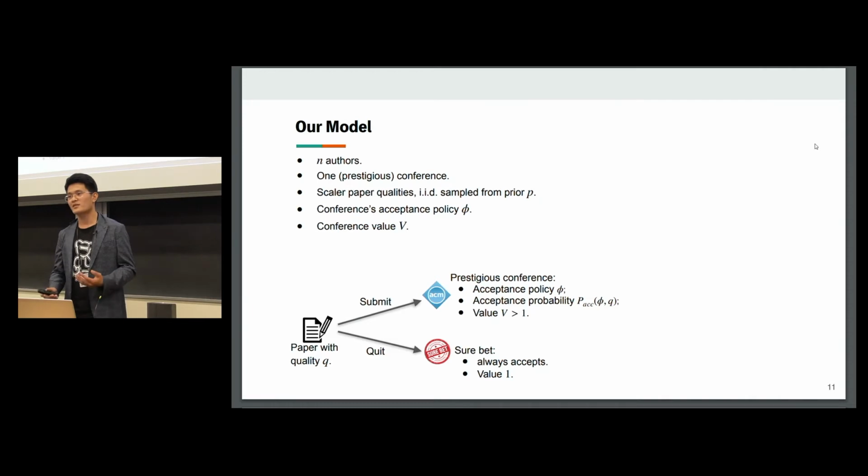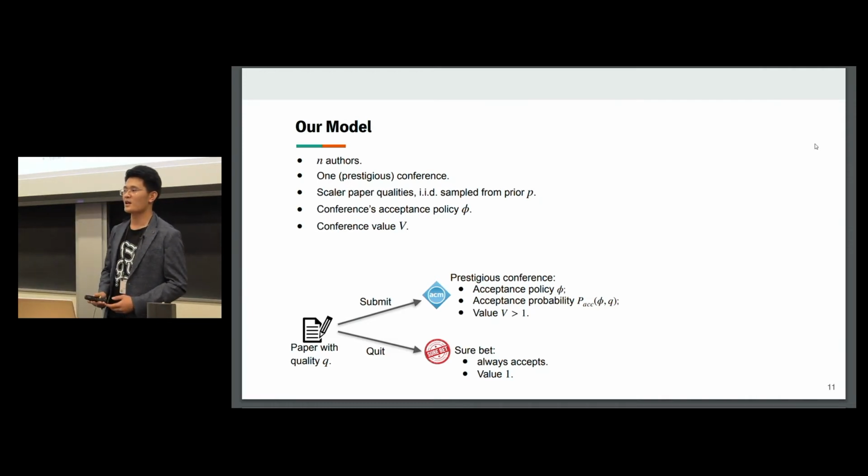The prestigious conference, on the other hand, will accept with some probability determined by the acceptance policy phi and the paper quality Q. The value of the prestigious conference is V, which is always higher than 1.